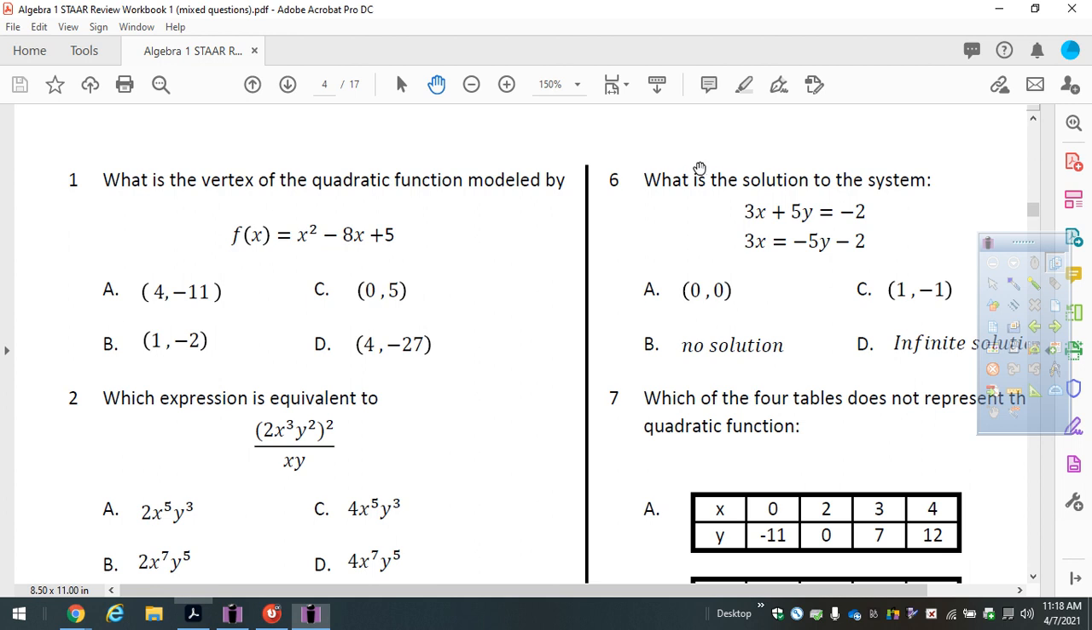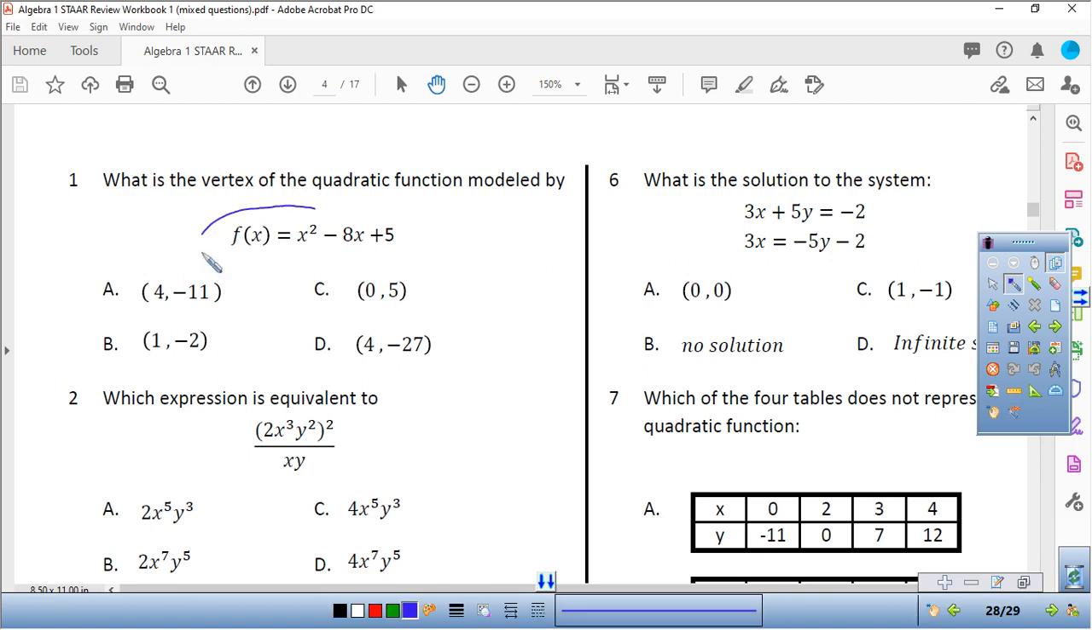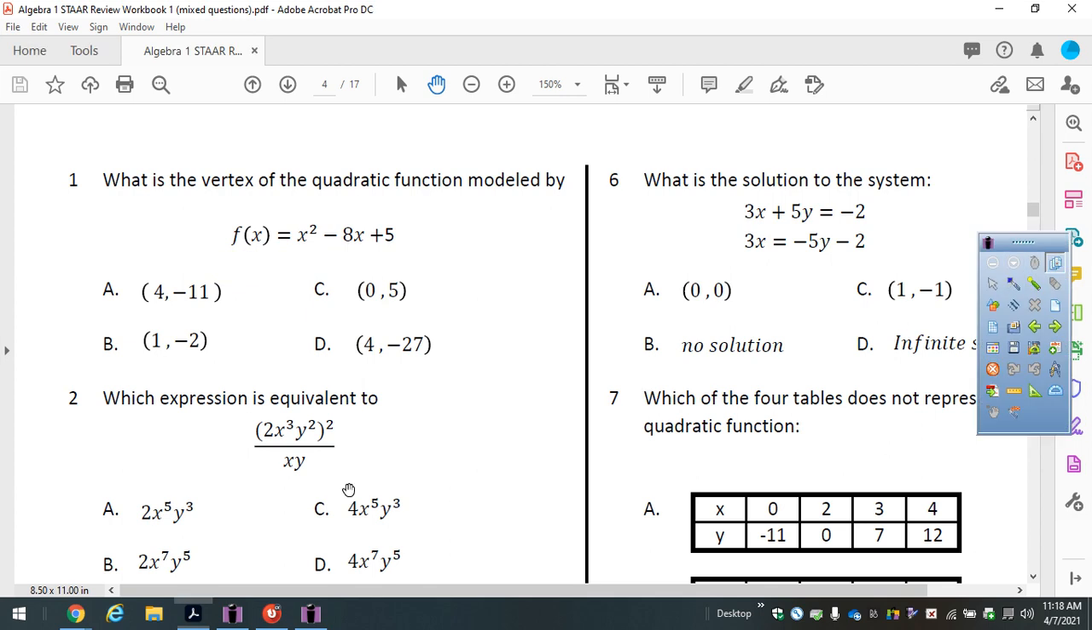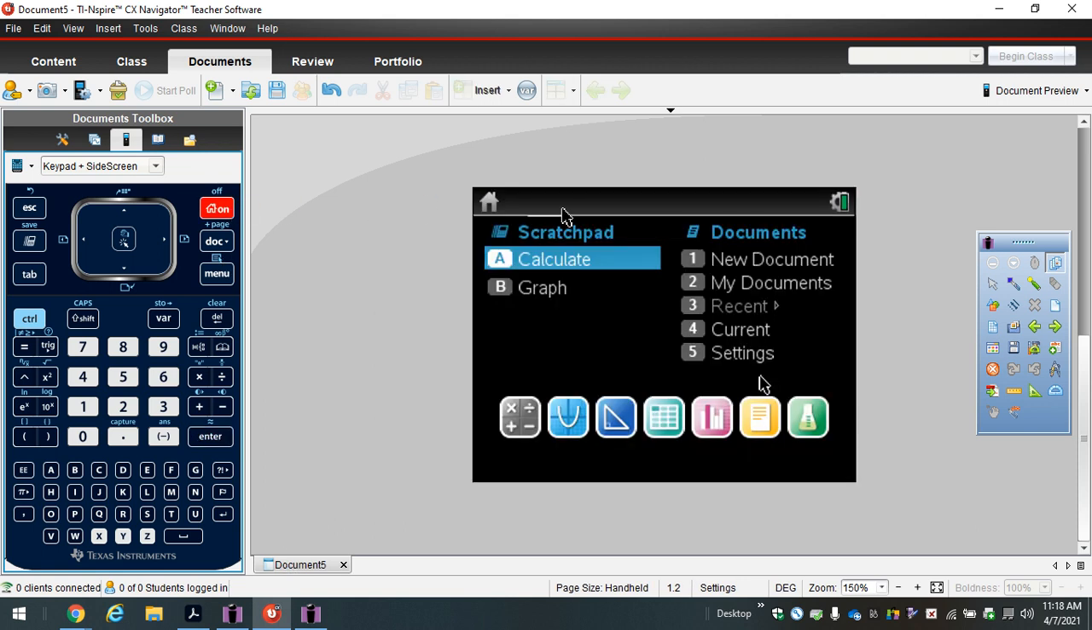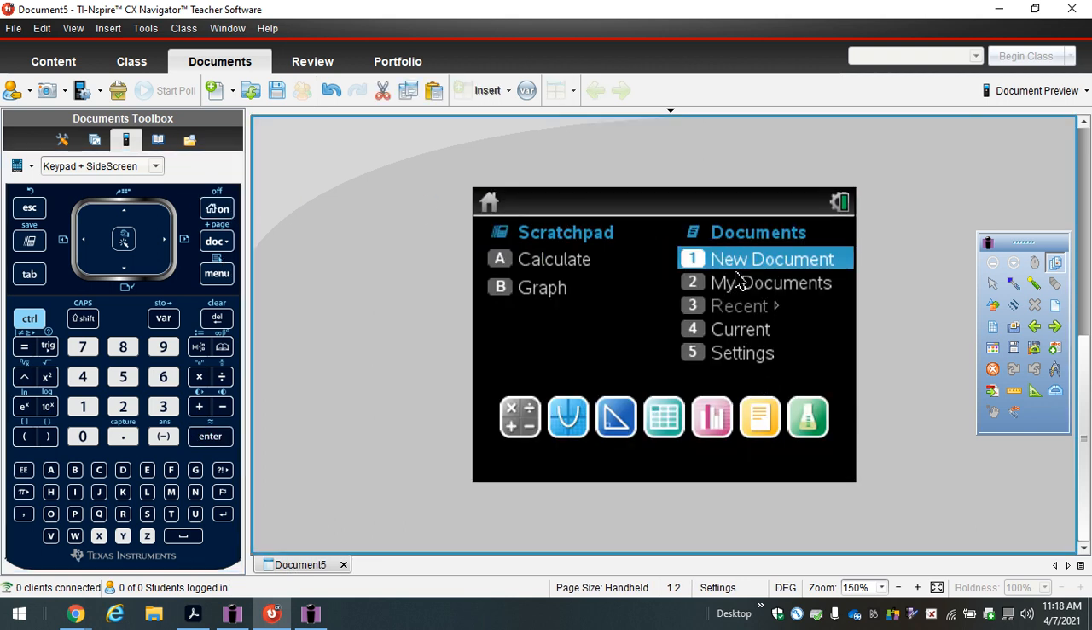So today, guys, what is the vertex of the quadratic function modeled by this one here? How do I approach this one? What do we do here? Once I see this setup, I'm already setting up y equals in my brain. Anybody know where to go? The calculator, and I'm going to graph it. Thank you, Daylani. I'm going to turn it on.